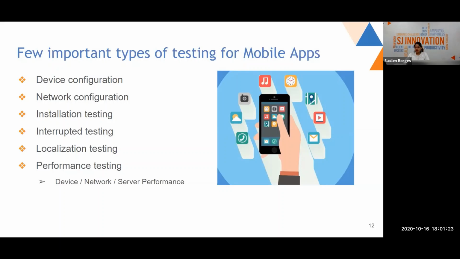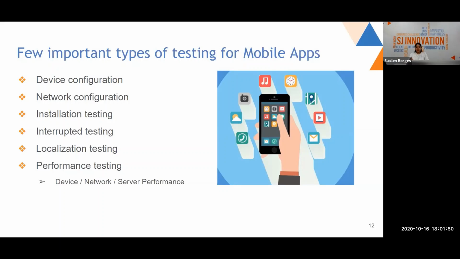Next comes the network configuration. So network, if you go to see, we are having 2G, 3G, 4G. Then sometimes we also use hotspot, we use LAN. So we need to make sure how the application functions when it is connected to all these different kinds of networks.